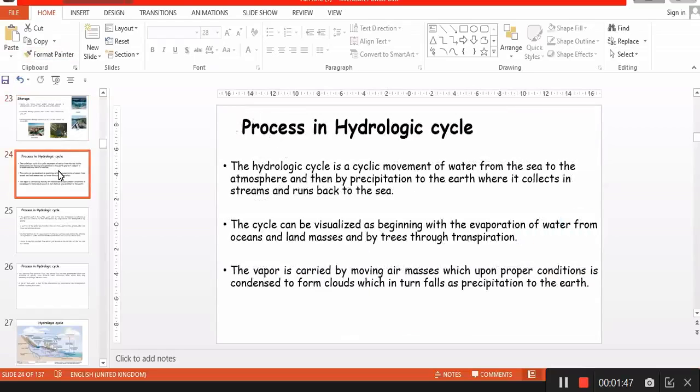I have already explained all these. These are some points for your reference. The first dot point: the hydrologic cycle is a cyclic movement of water from the sea to the atmosphere and then by precipitation to the earth, where it collects in streams and runs back to the sea. We will discuss this later when you come to the first semester of the second year, where we will talk about groundwater engineering. During that time, it would be appropriate for us to dig into this deeply. So don't worry about that.